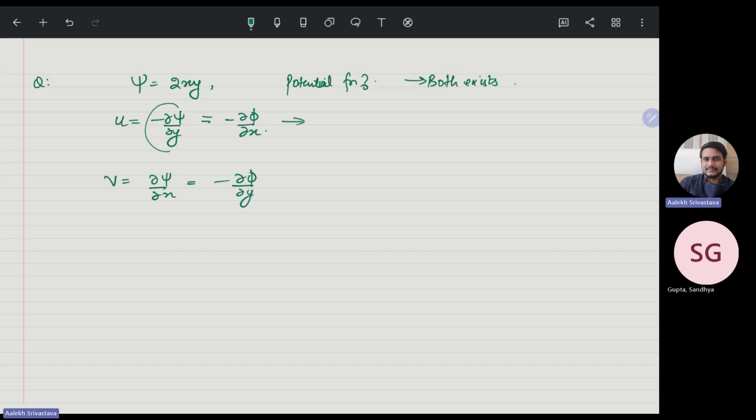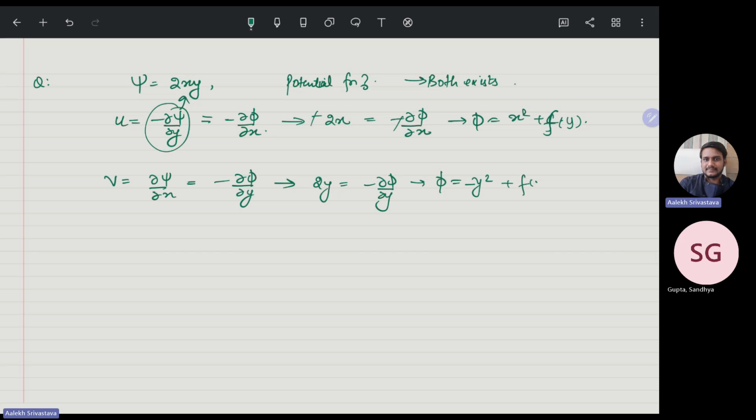You can solve this. So from this equation, 2x is equal to minus del phi by del x, and the minus will go away, and phi is equal to x square plus some constant, and it is a function of y because it is with respect to x. Now, if you just simply put this equation, you will get del psi by del x is 2y, that is equal to minus del psi by del y, and you again integrate, you will get y square minus just some function of x.